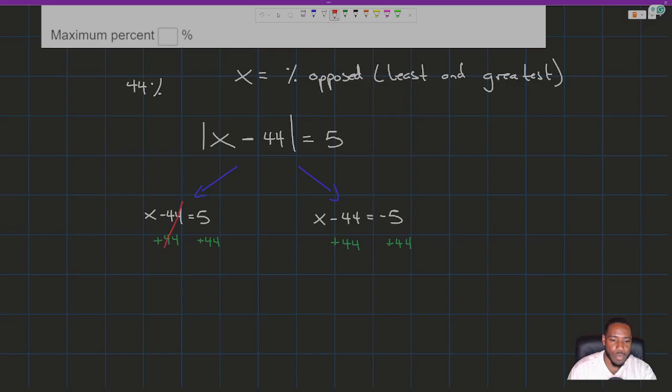We're going to cancel out that. We're left with x equals 5 plus 44 is 49, sorry. Over here on the other side, same thing. The negative and positive 44 cancel each other out. X is equal to negative 5 plus 44. That's going to be 39. And those are our two solutions. X equals 49 and x equals 39.